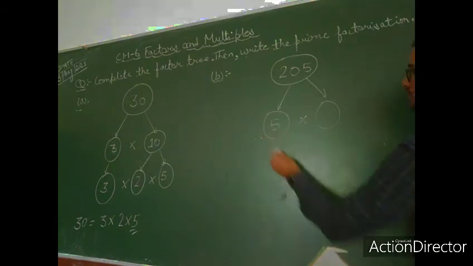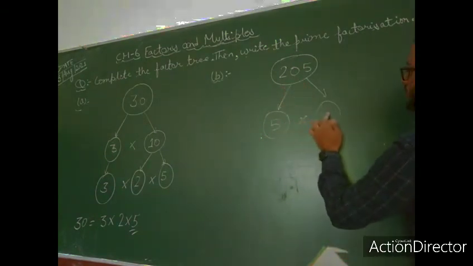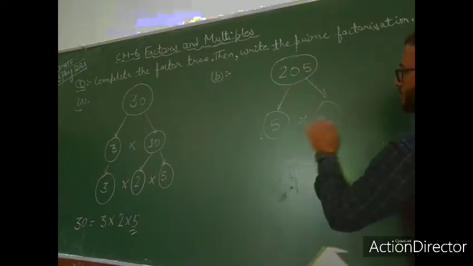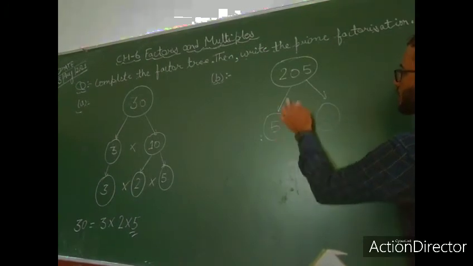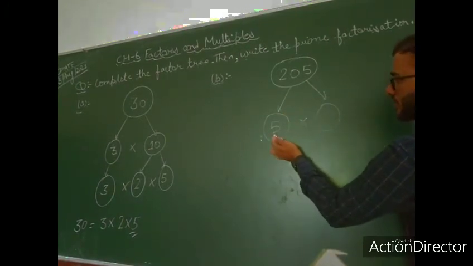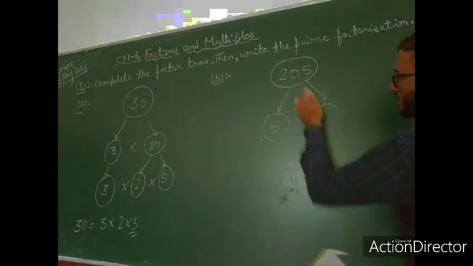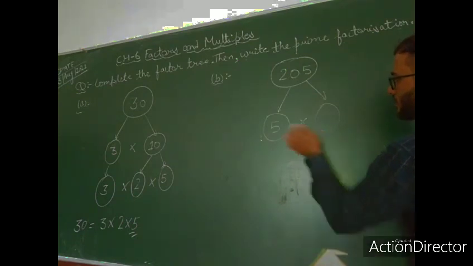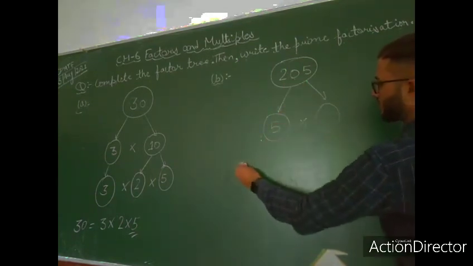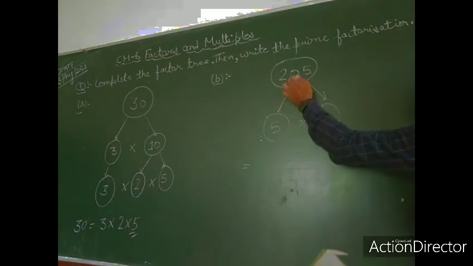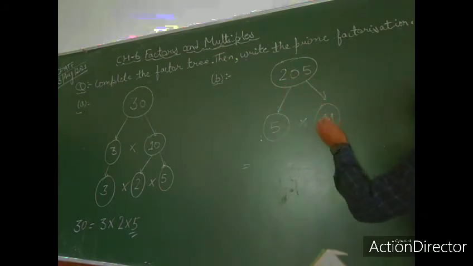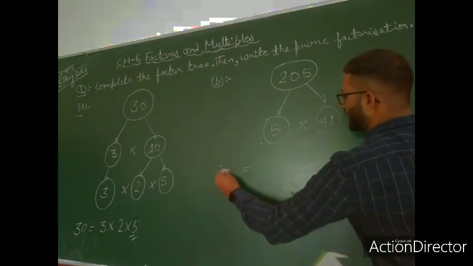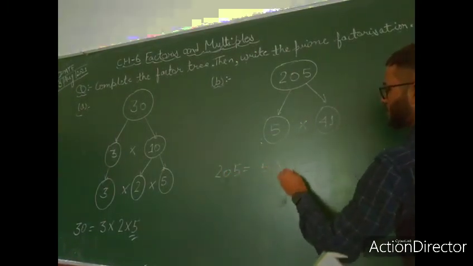Now the next question. Here we find what number comes in this circle. 205, we find the factors of 205. This number 5 is already given, so we divide 205 by 5 to find the next factor. 5 fours are 20 and 5 ones are 5. So we get the factors of 205 as 5 multiplied by 41.